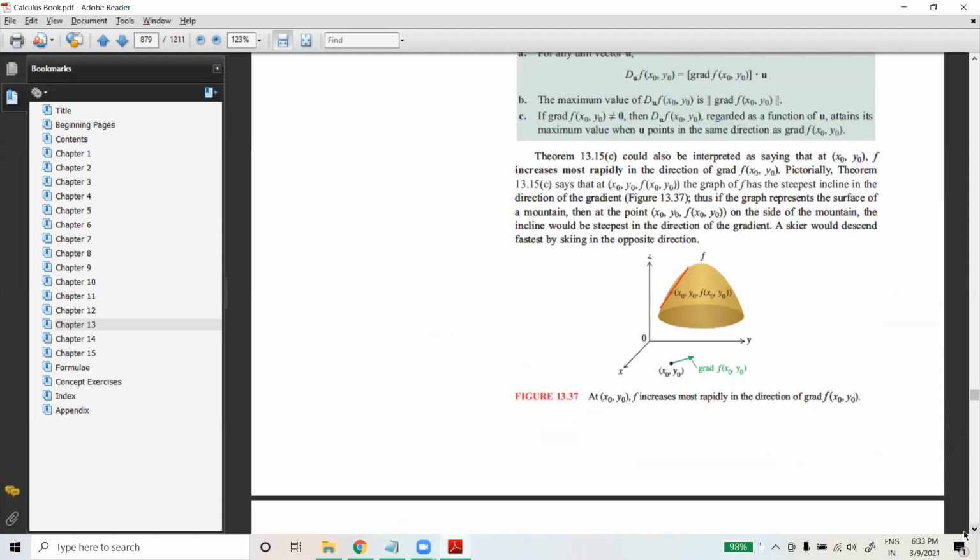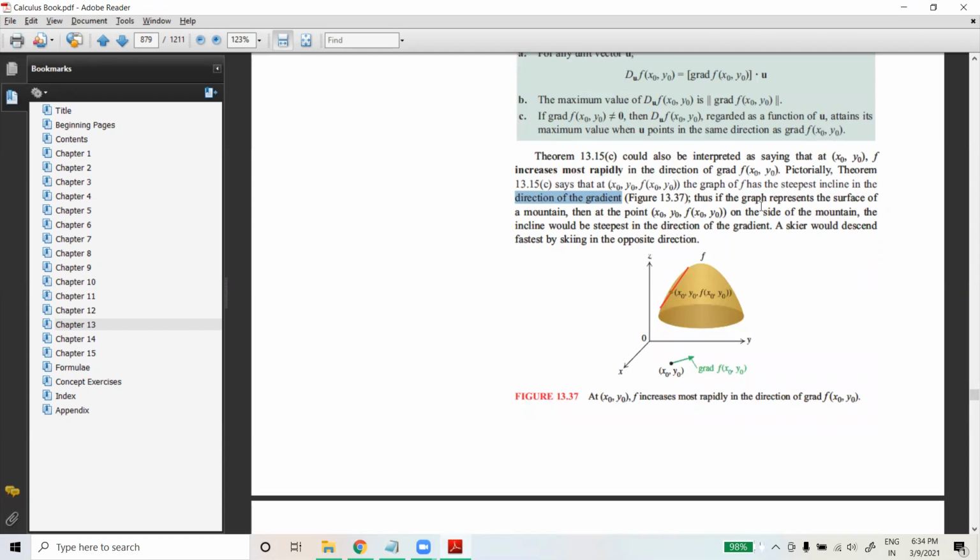So they are explaining this here. Theorem 13 could be interpreted as saying that at x0, y0, f increases most rapidly in that direction. F is the z value. Pictorially, f is increasing most rapidly in that direction. So the graph of f has the steepest incline in the direction of the gradient.